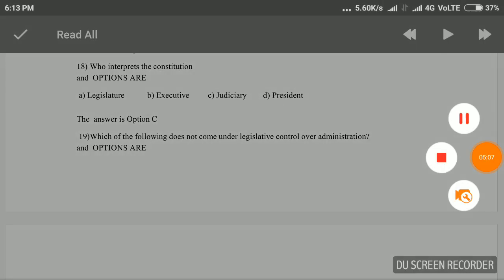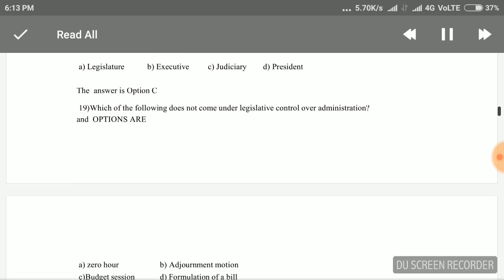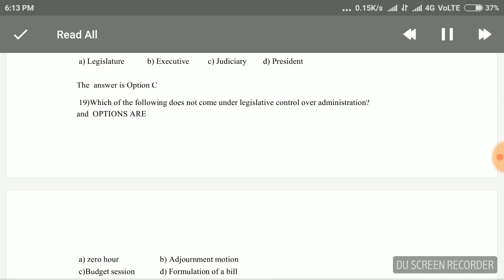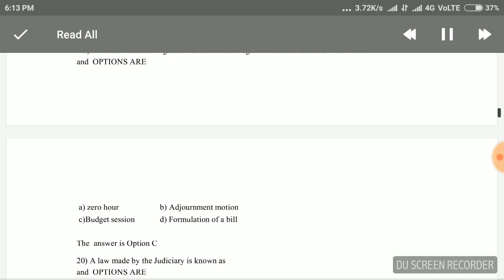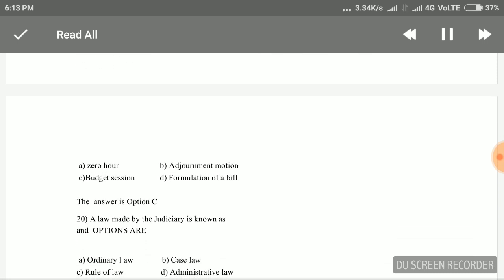19. Which of the following does not come under legislative control over administration? And options are A. Adjournment motion, B. Budget session, C. Formulation of a bill. The answer is option C.